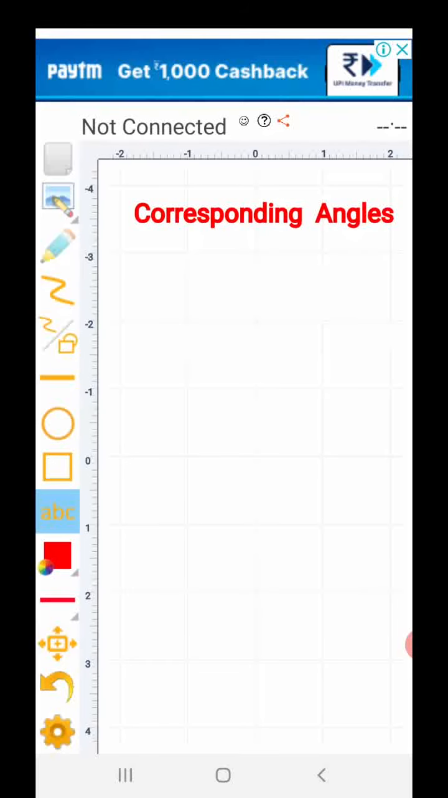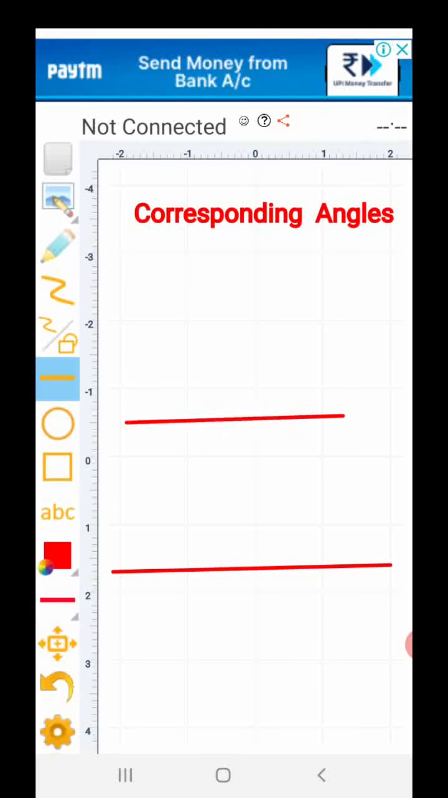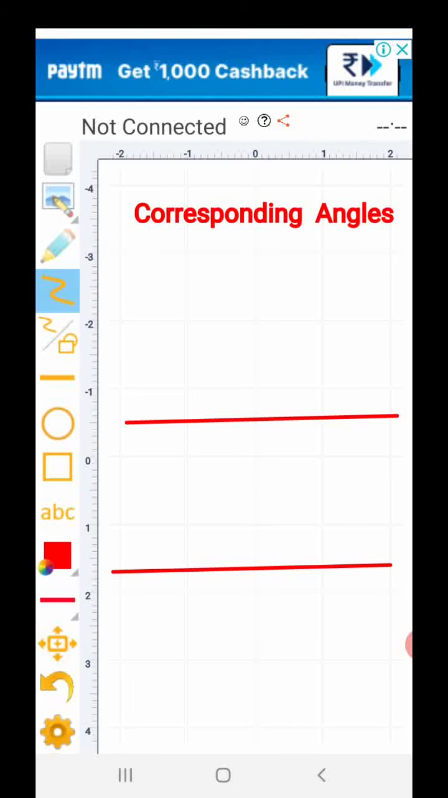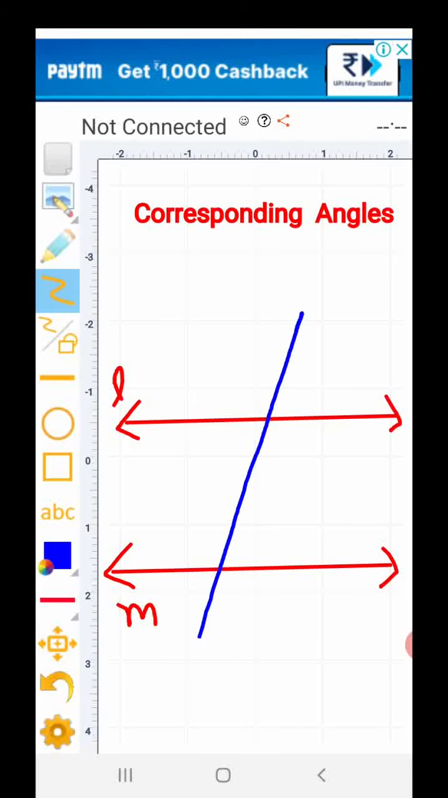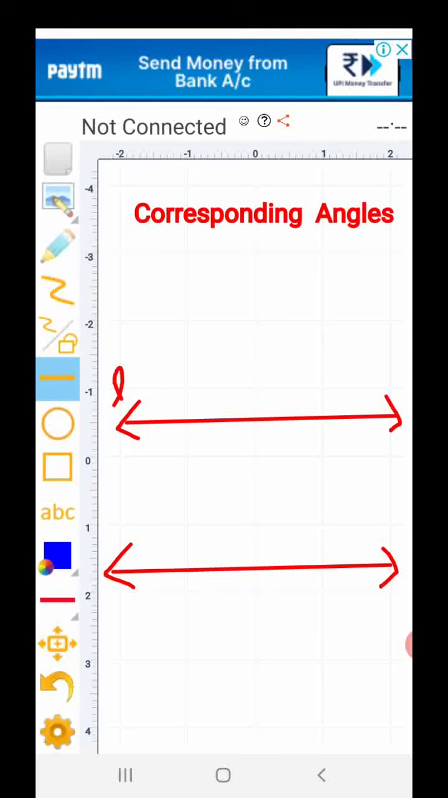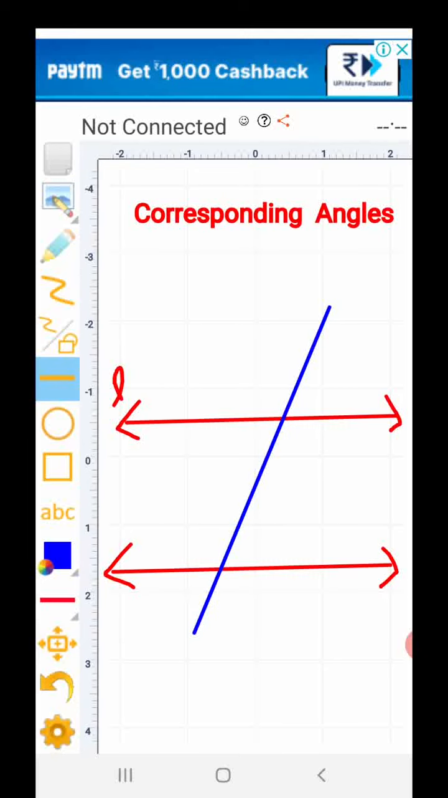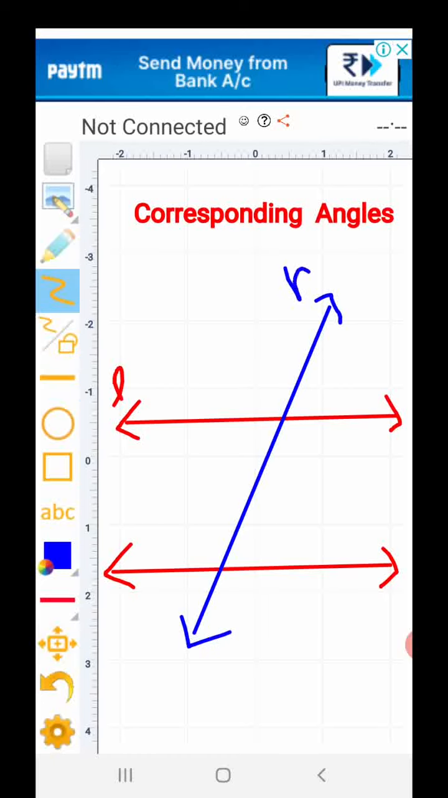So first we draw two lines. This one and this one. Suppose this one is line L and another line is M. Now we draw another line, which is a transversal. Transversal means a line cutting two or more lines at distinct points on different lines. Suppose this one, I give the name P.